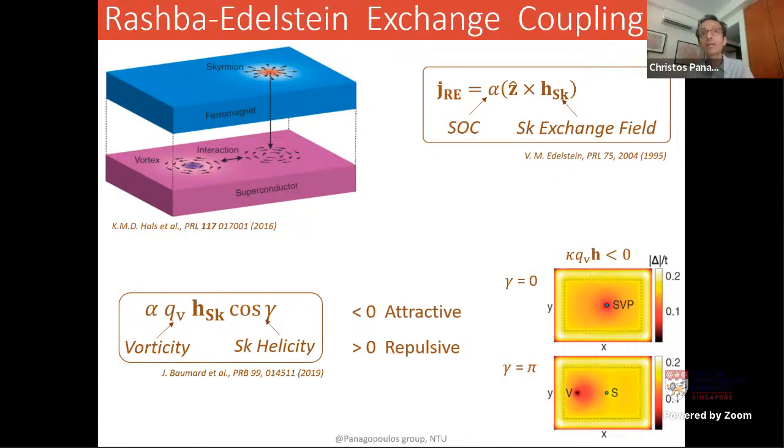Now, whether the interaction is attractive or repulsive is determined by the vorticity and the skyrmion helicity. So if spin-orbit coupling, skyrmion exchange field, or the skyrmion radius are sufficiently large, the supercurrent allows skyrmions to generate vortices.